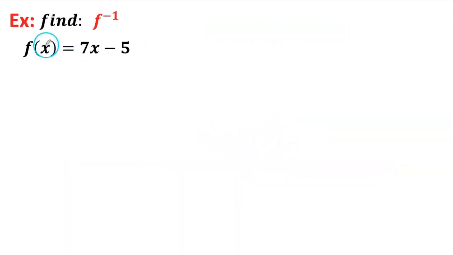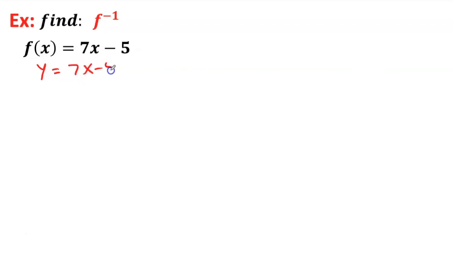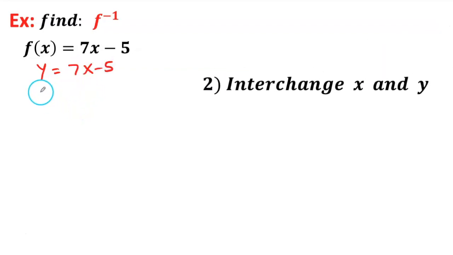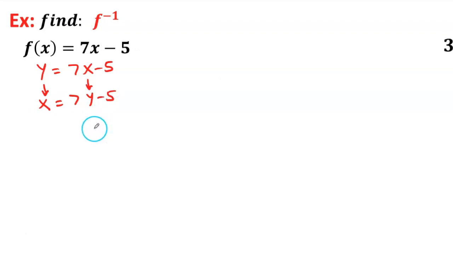Let's go. My first question, find the inverse of f. My function is f of x equals 7x minus 5. There's a couple steps. My first step is replace f of x by y. Second step, what's y turns into x. What's x turns into y. And from here, I gotta solve for y.